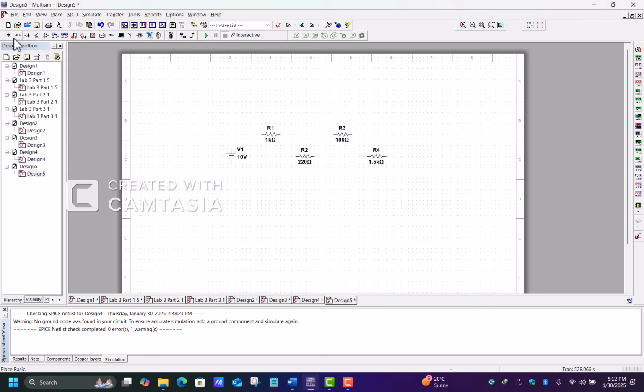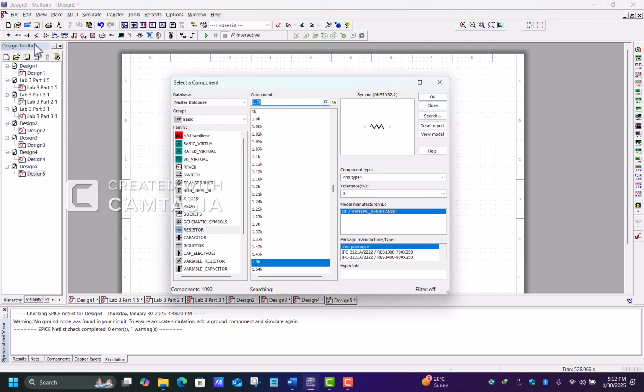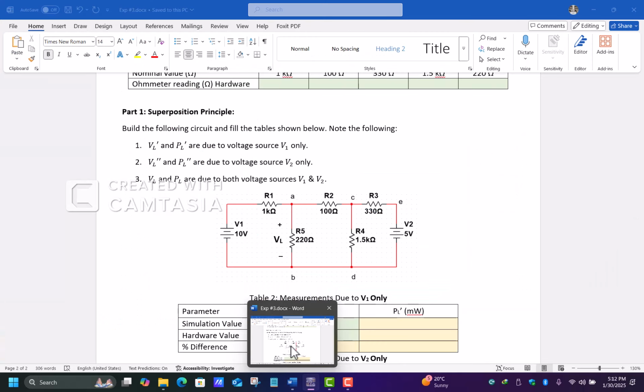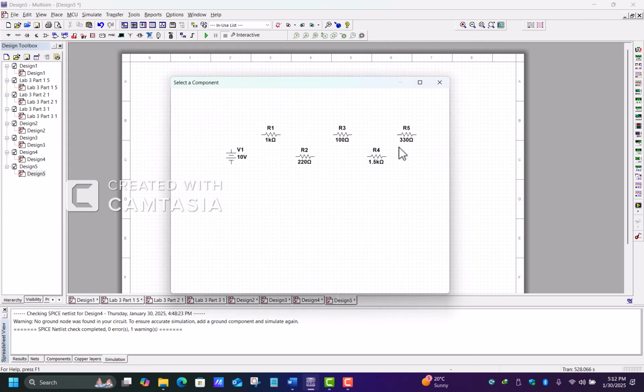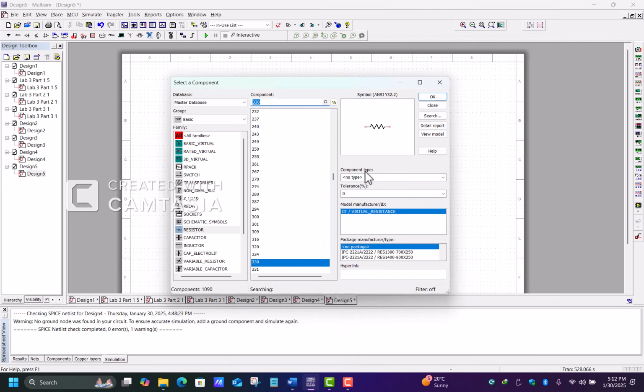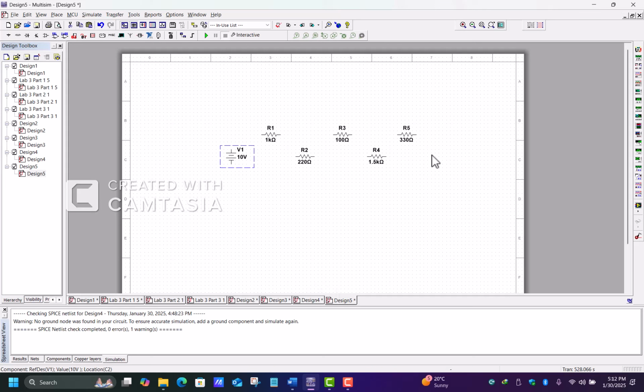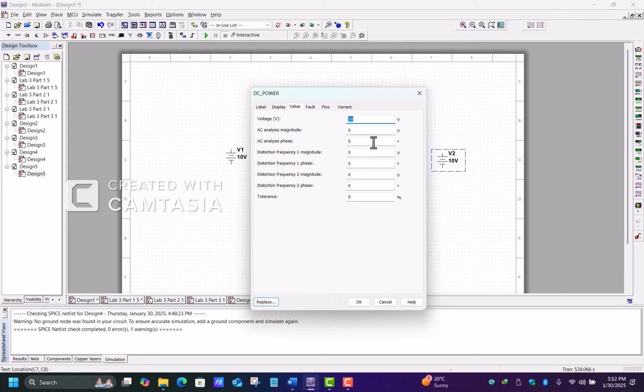Okay, so let's get back to the sources. This is our software interface. In this experiment we'll focus on Place Source and Place Basic. These are the two options we are going to deal with here. So let's switch our block. It is a 5 volt voltage source, and this is a 10 volt voltage source.